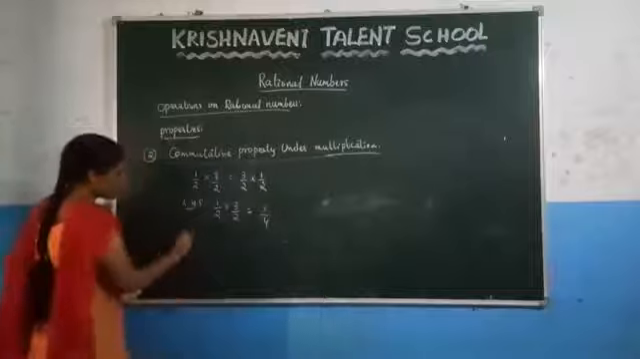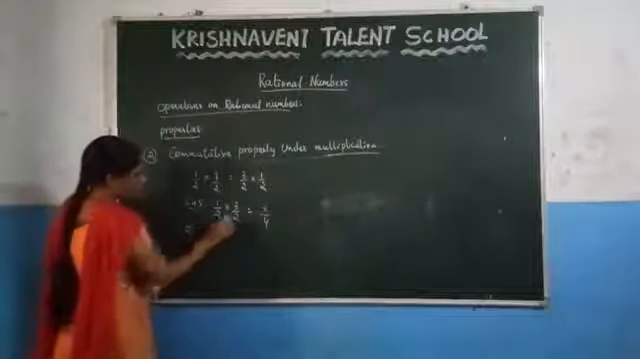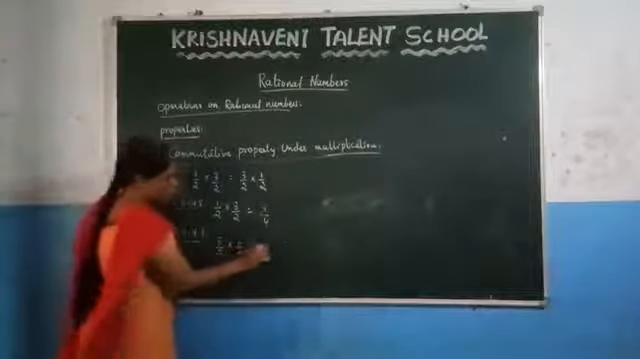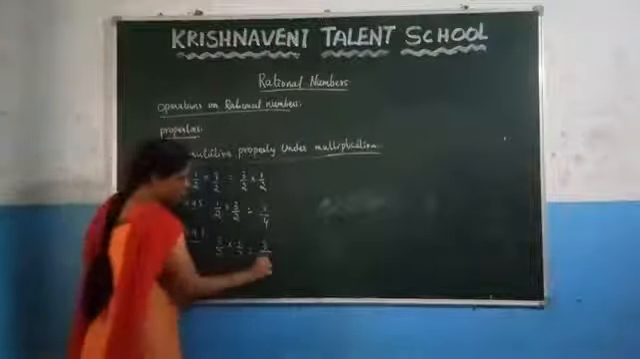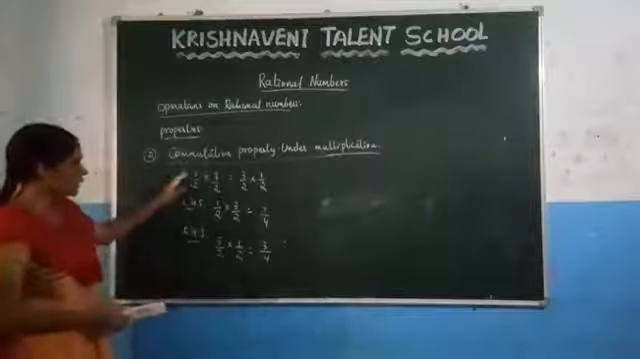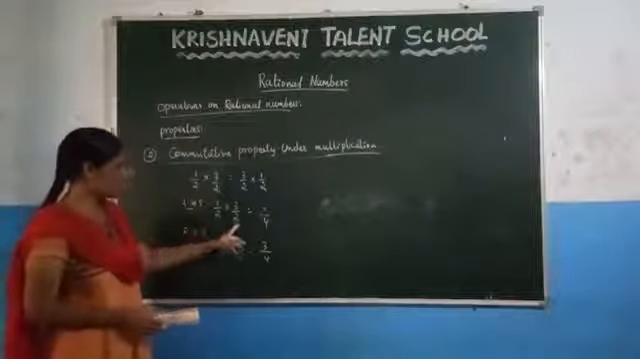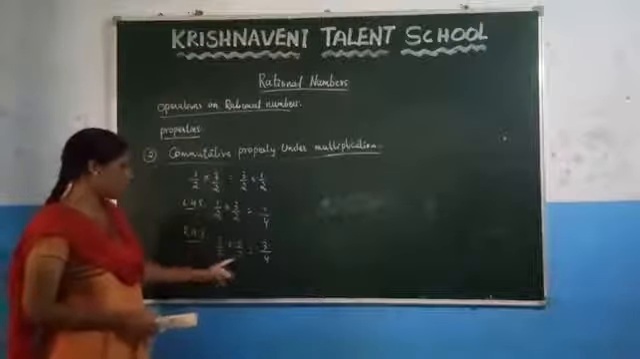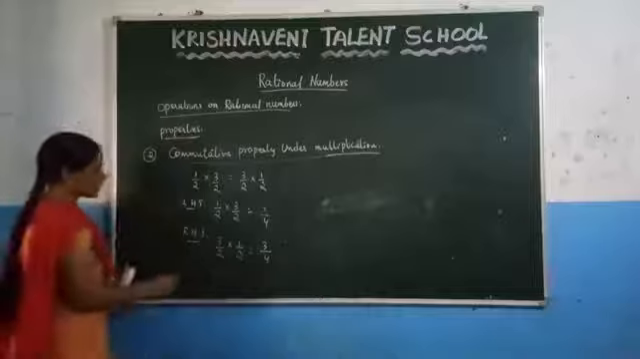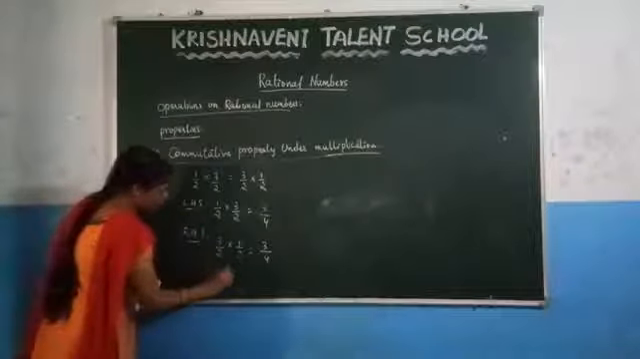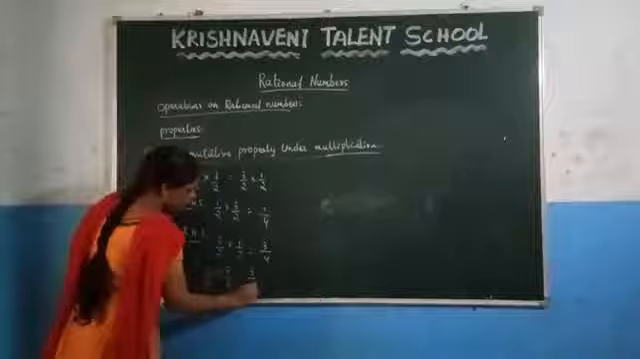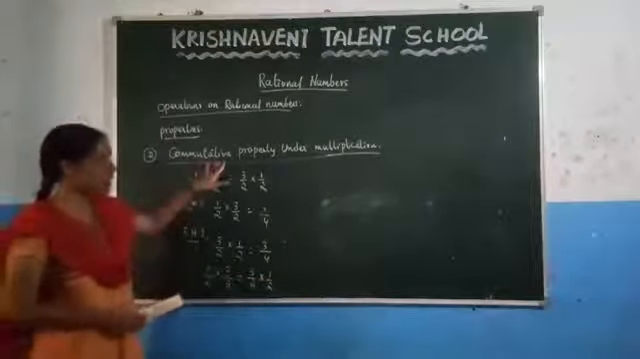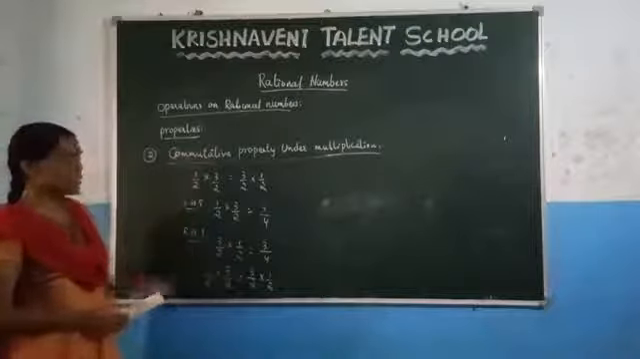Now consider RHS, right hand side. What you are getting here? 3 by 2 into 1 by 2. What is the value of 3 into 1, which is 3, and what is the value of 2 into 2, which is 4. From this you can conclude that here, after multiplying these two rational numbers, you are getting the result as 3 by 4, and after changing the order, 3 by 2 into 1 by 2, you are getting the same result. So from this we can conclude that LHS is equal to RHS, which is 1 by 2 into 3 by 2 is equal to 3 by 2 into 1 by 2. From this we can say that the commutative property holds good under multiplication in rational numbers.